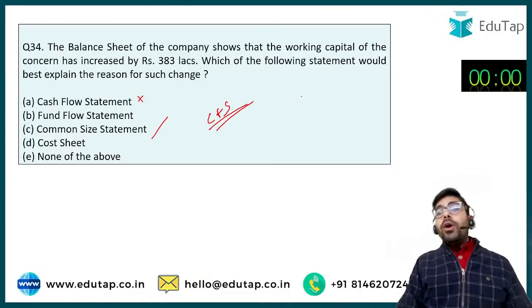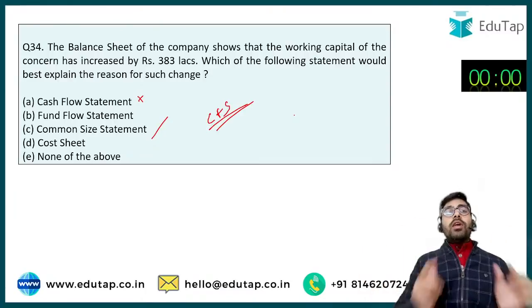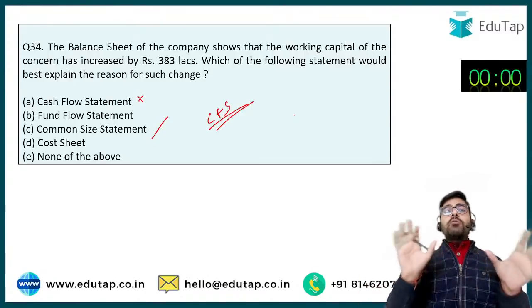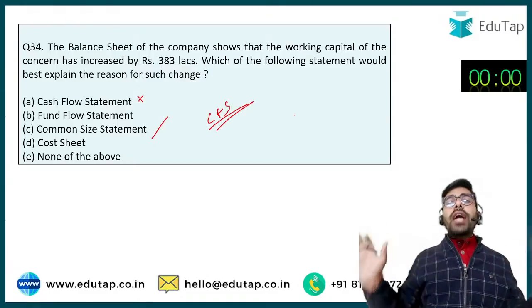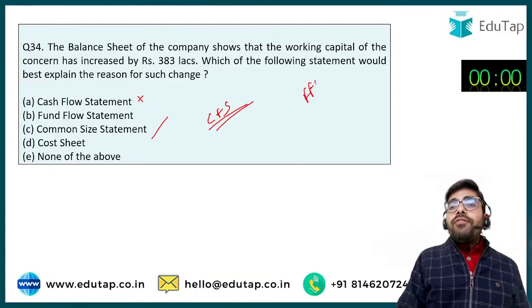But now we already know that the accounting we do is done on accrual basis, not on cash basis. Okay, so a better statement which can explain the change in the balance sheet of a company is going to be another statement, which is the fund flow statement.